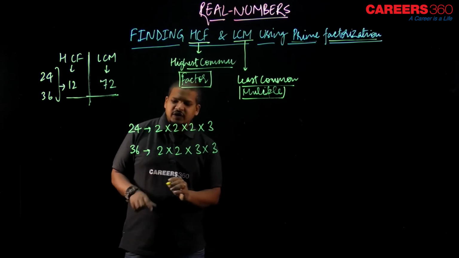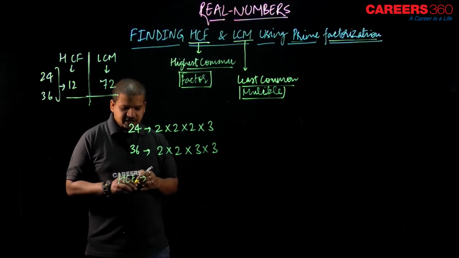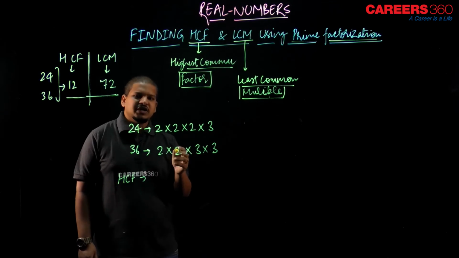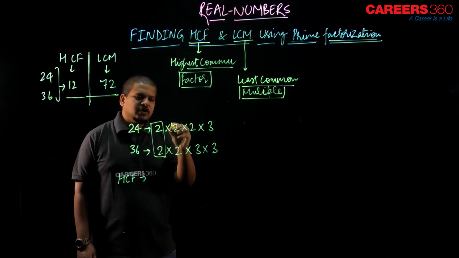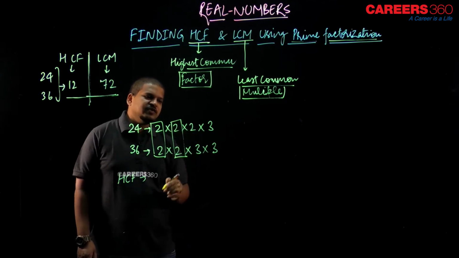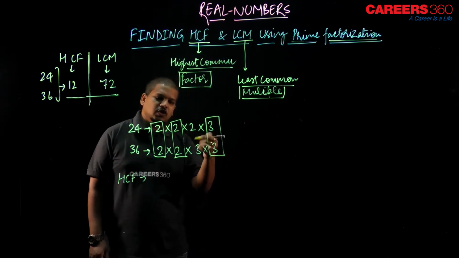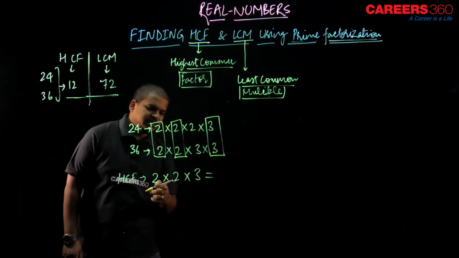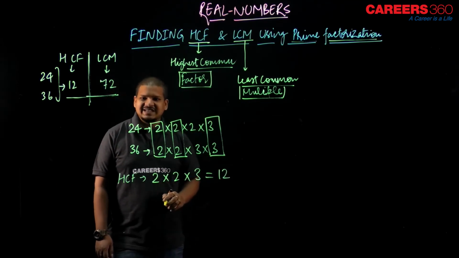Now if you want to find out the HCF, just pay your utmost attention over here. You have to take out the common factors. First of all, this 2 will be common, and then 3 will be common, and then this 3 will be common. So what will be 2 into 2 into 3? 2 2s are 4, 3s are 12. This will be your HCF.